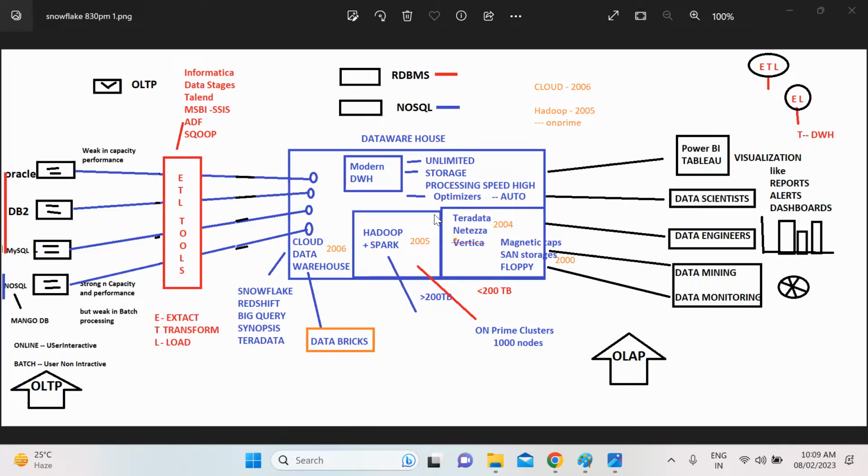Sir, along with learning Snowflake, do we need to have knowledge of SSIS, sir? I don't know SSIS, but no need, madam. I am good in Matillion and some other tools. No problem. The main focus is on Snowflake, and the remaining will be basics.